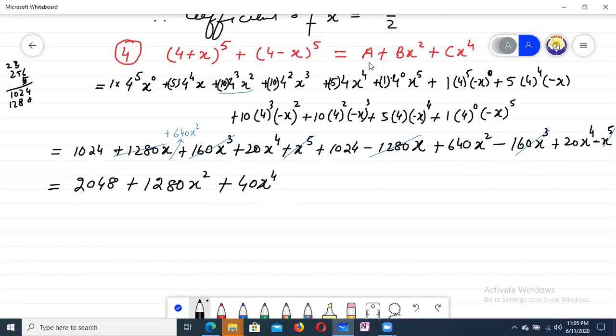Now you can see here in the question, constant coefficient is a, coefficient of x square is b, and the coefficient of x raised to the power 4 is c. It means a here is 2048, b is the coefficient of x square, that is 1280, and c is the coefficient of x raised to the power 4, that is 40.